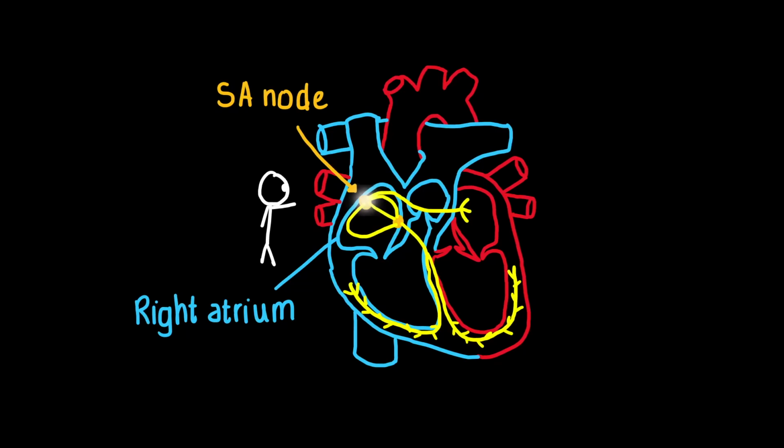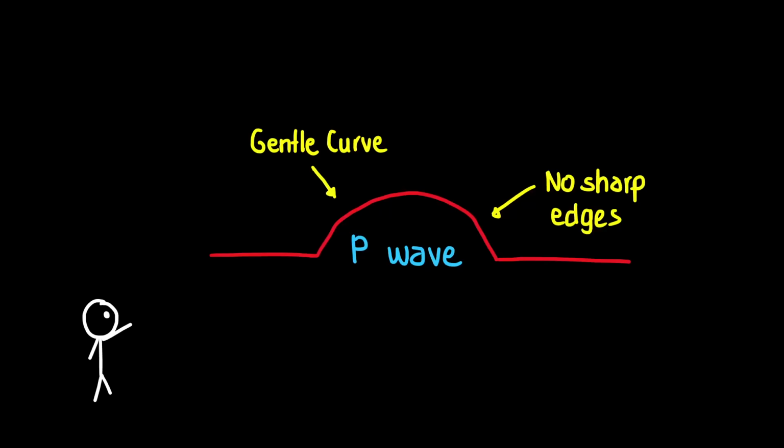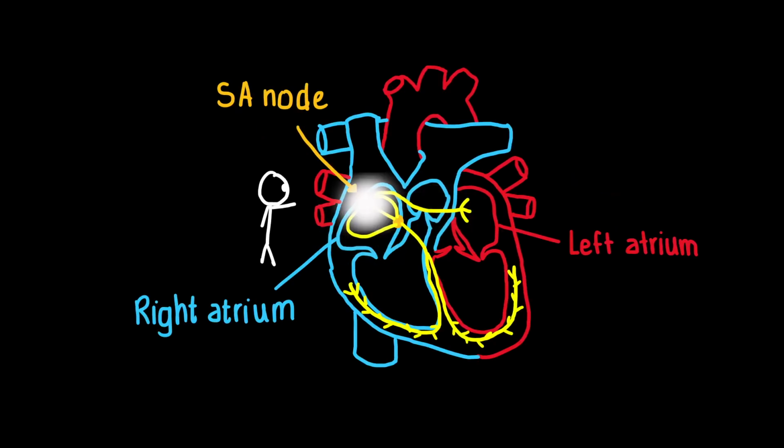The sinoatrial node sits in the upper wall of the right atrium. When it fires, electricity spreads across the right atrium first, then through internodal pathways across to the left atrium, like a wave moving outward from a single point. Right atrium first, left atrium second. It moves slow, smooth, and orderly. This explains why the P wave looks the way it does, a gentle curve with no sharp edges. Because the depolarization itself is gentle, the shape reflects the physiology.